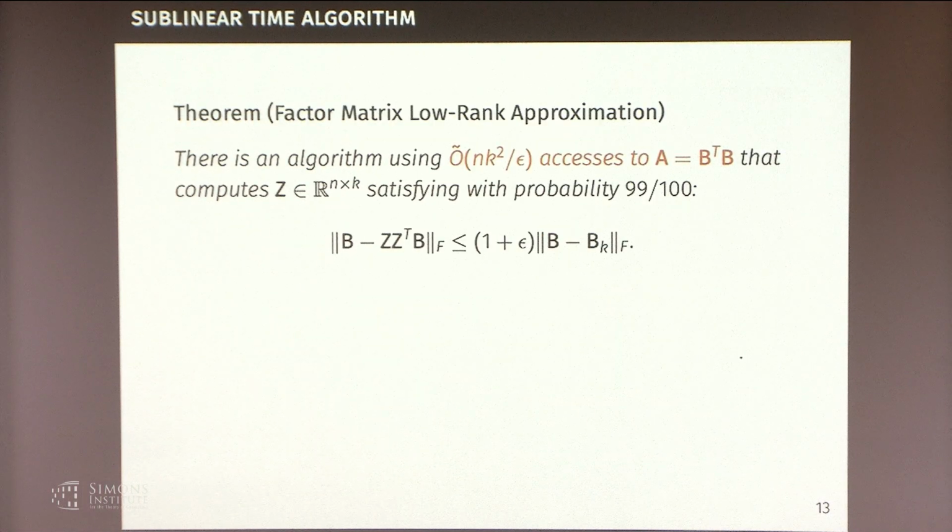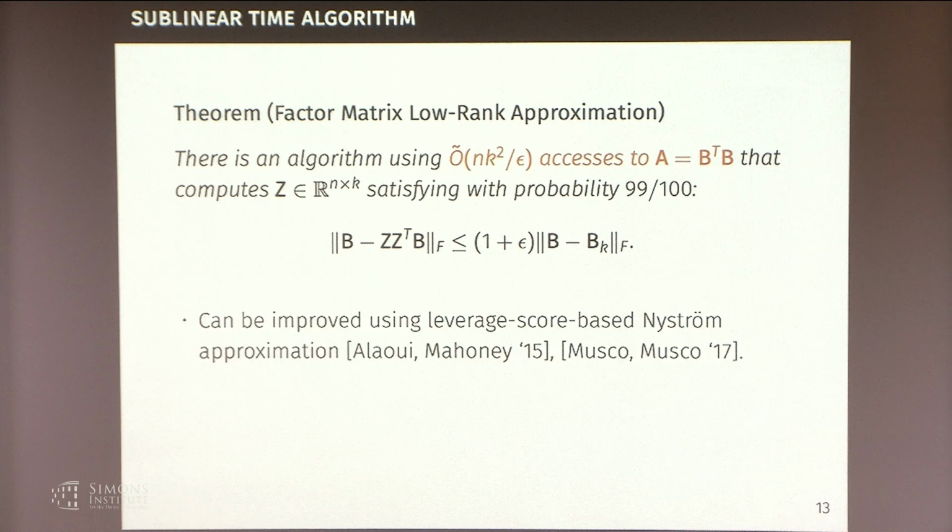So what comes out of this is that there's an algorithm. It uses roughly nk squared accesses to A, this PSD matrix, and it computes some low-rank span that satisfies, with good probability, that if I project B onto it, it gives me a near-optimal low-rank approximation of B. And you can improve this, by the way. In the actual paper, we don't use this adaptive sampling technique. We use leverage score, specifically ridge leverage score based techniques. This gives you the right dependence on all the parameters.